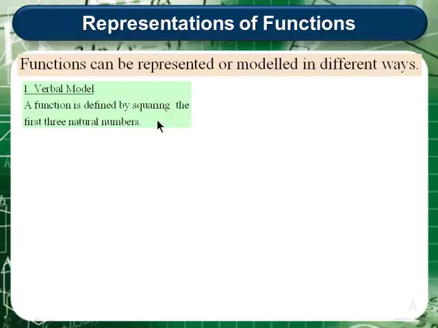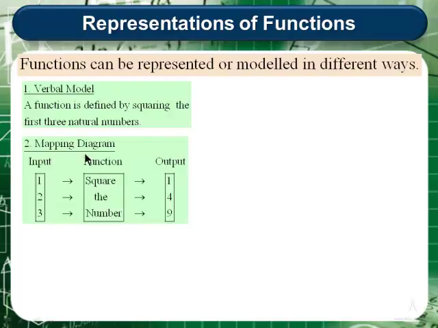Now sometimes we don't understand this, and therefore we remodel it in a different way. Like for instance, I can have this input-output relationship, sometimes called a function machine, a type of mapping diagram where we clearly indicate which values map onto which ones under which function rule. And the function rule is we must square the number. If I square 1, I get 1. If I square 2, I get 4. And if I square 3, I get 9.